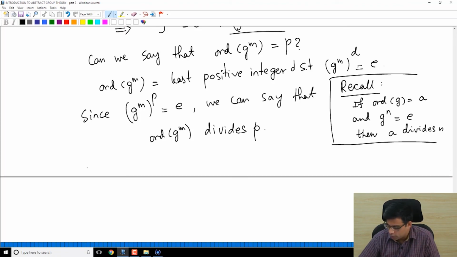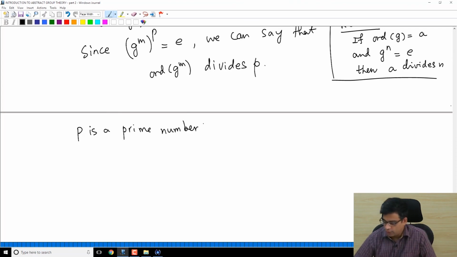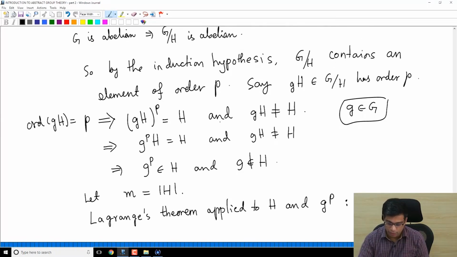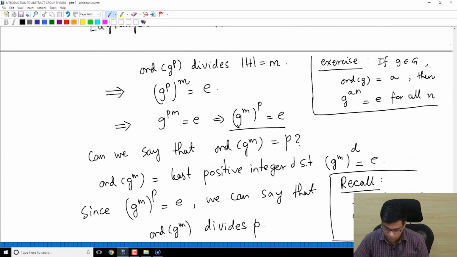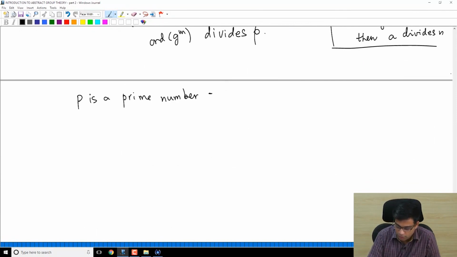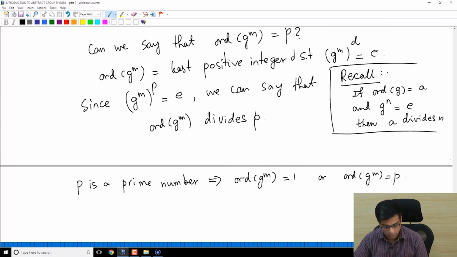But now p is a prime number, so we're going to use this fact now. And I think this is the first time you're using that p is a prime number, right? Actually it's not the first time. We have also used it here to say that if p does not divide the order of H, p divides the order of G mod H. Here also we have to use it. So p is a prime number, so the only numbers that divide p are 1 and p. So the order of g power m is 1 or the order of g power m is p. I have observed here that the order of g power m divides p, but p is a prime number.